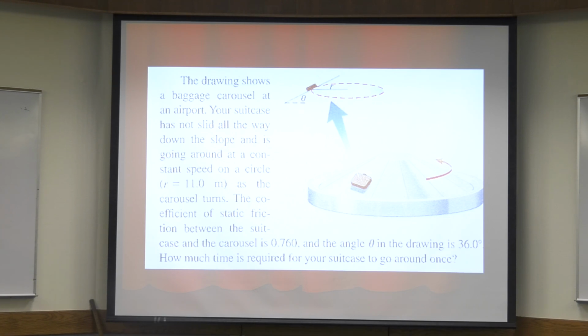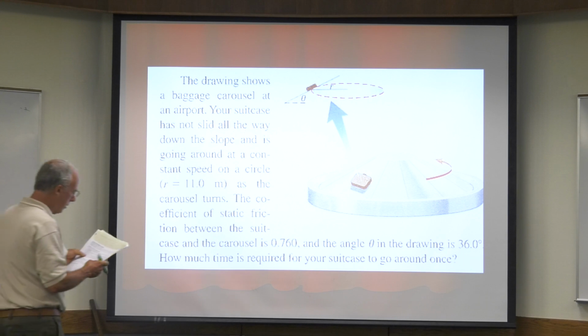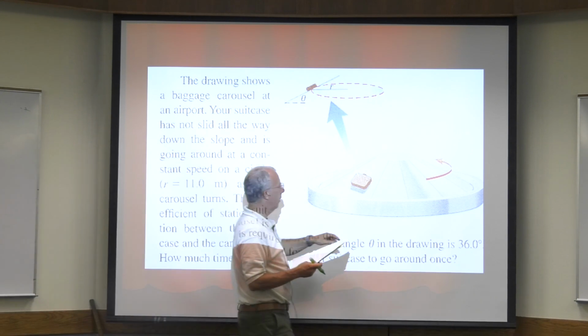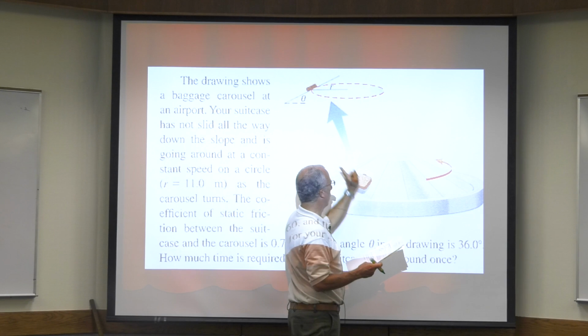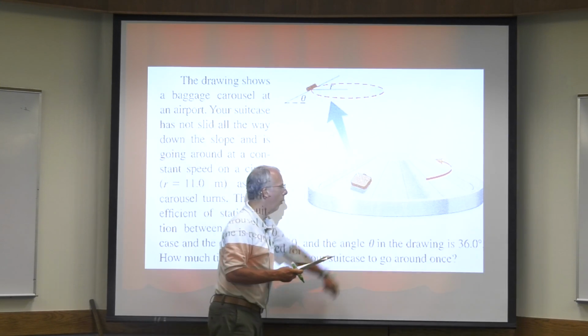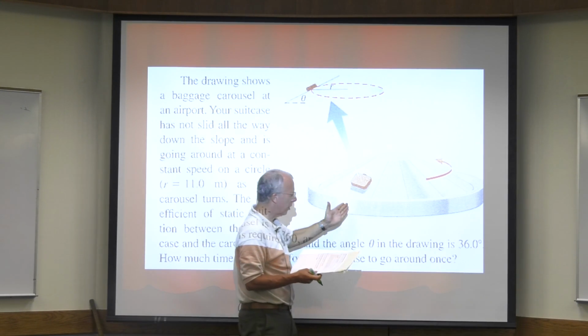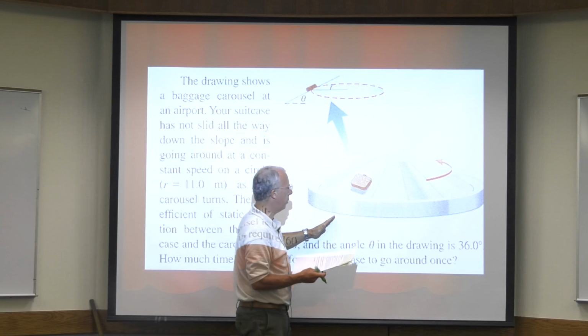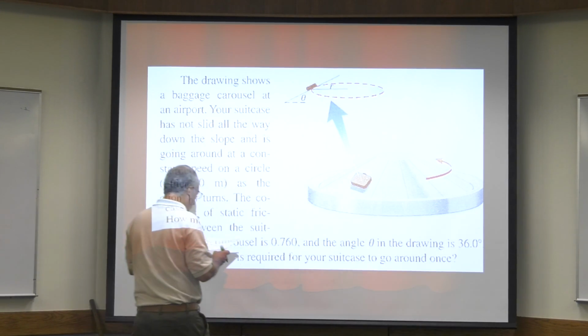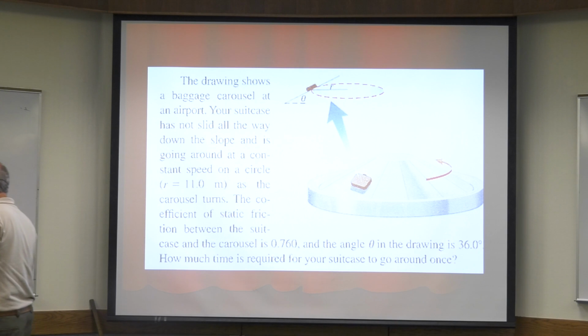So let's see. What are the forces acting on the suitcase? Well, there's a normal force, perpendicular to the surface. There's the weight. And again, there's friction, right? This thing would just slide down if there were not friction. So three forces: friction, normal, and weight.